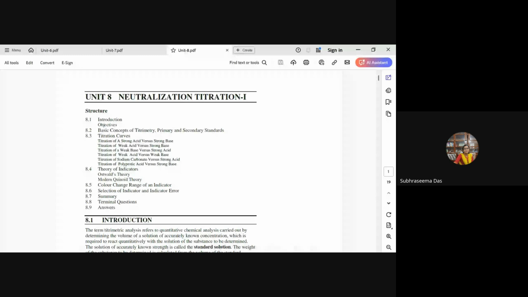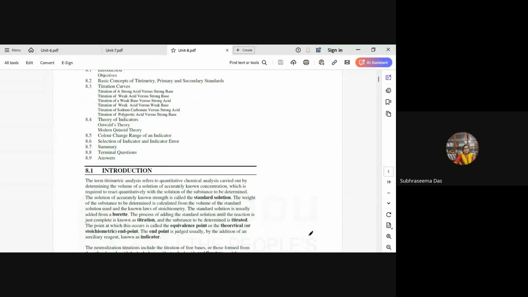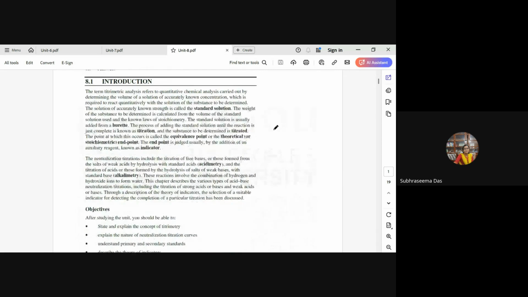So now we'll start with the next unit, that is neutralization titration. Here in this unit we will be discussing the different titrimetric analyses, the determination of equivalence point, titration curves, the different types of titration curves, indicators, the theory of indicators, and how they are used in neutralization reactions.